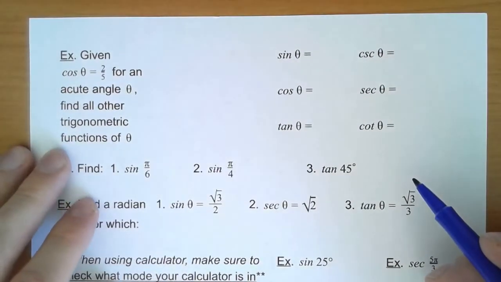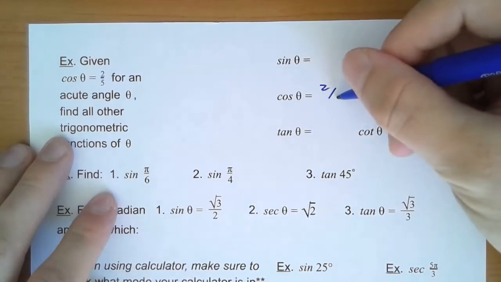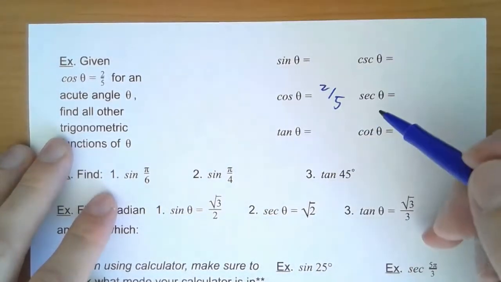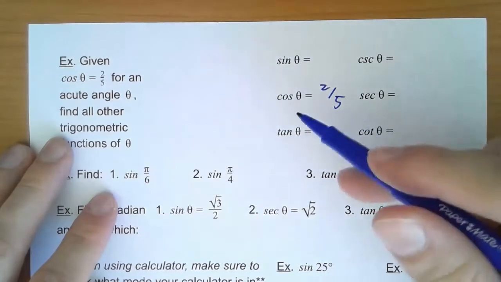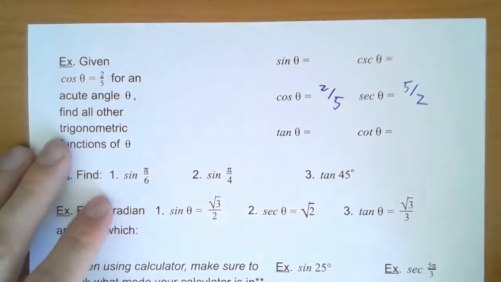Okay. So let's say that we've got cosine of theta is 2/5, and we want to find all of these trig functions here. Okay, so we already know 2/5 for cosine. Well, if we know cosine, we also know secant. Secant is just the reciprocal of cosine. So secant is going to have to be 5/2.